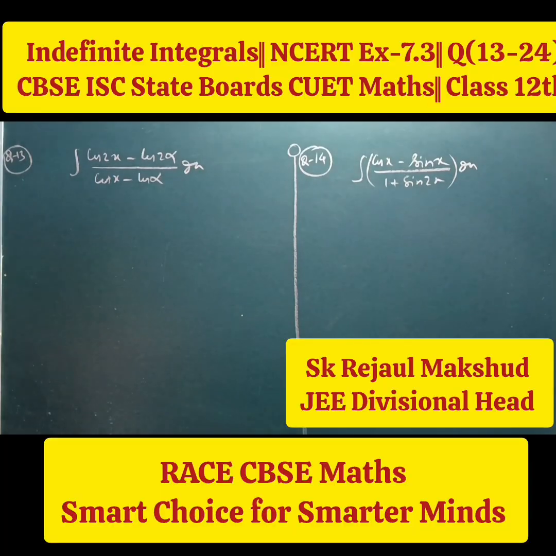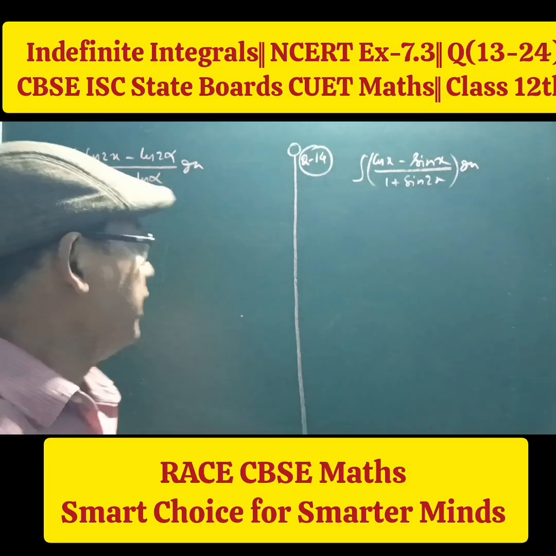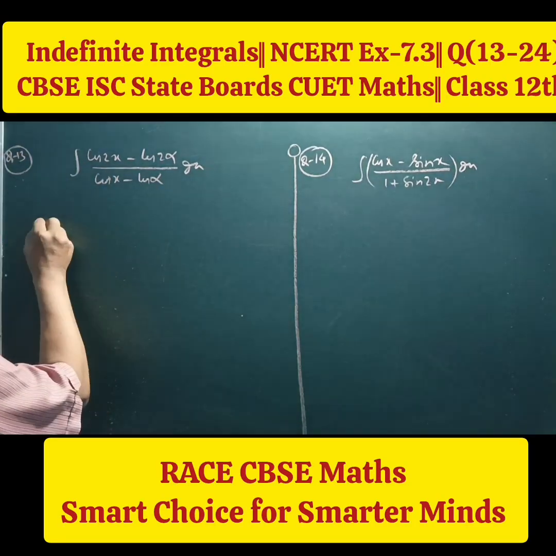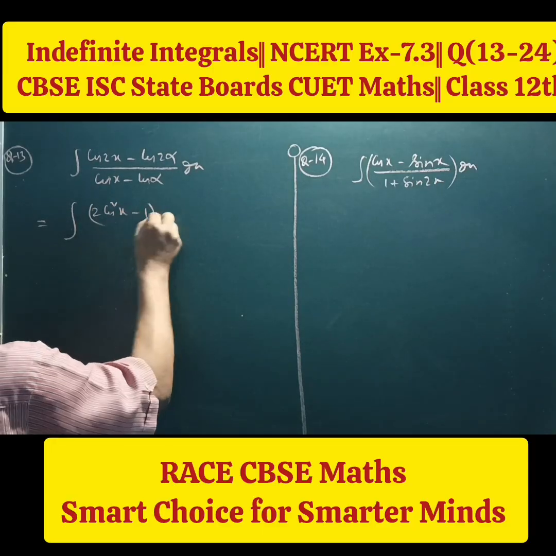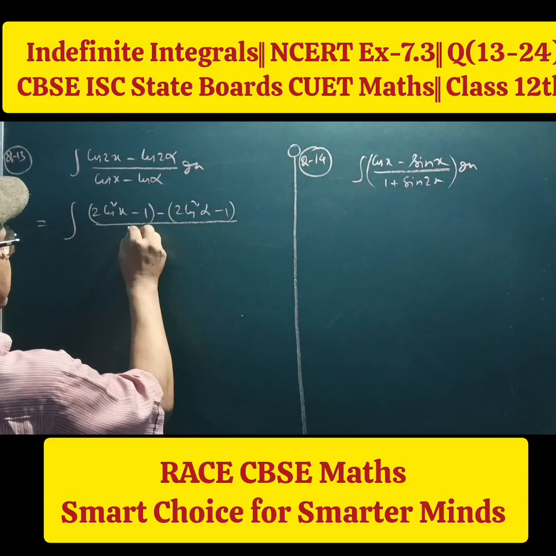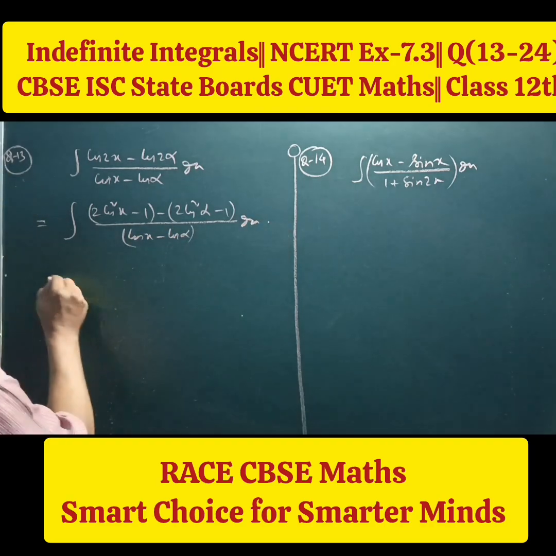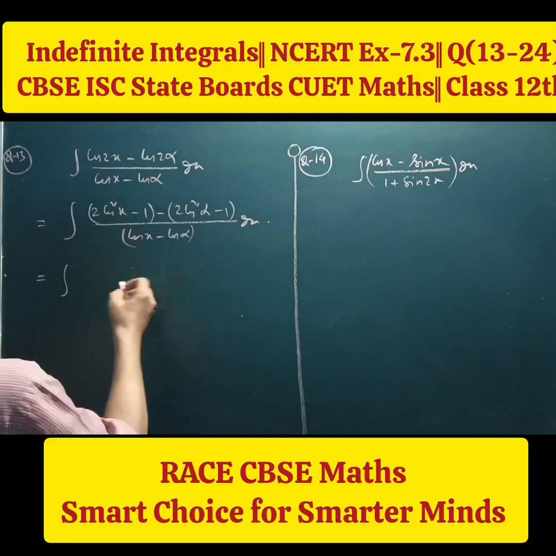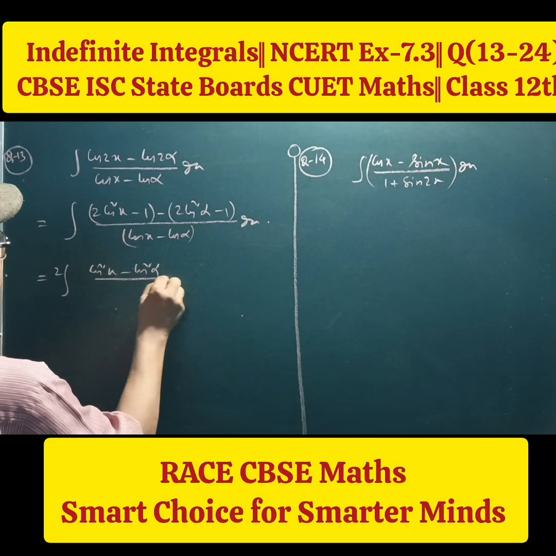Now integration is cos 2x minus cos 2 alpha by cos x minus cos alpha. So this is exercise 7.3 NCERT Mathematics. So cos 2x minus cos 2 alpha. So what you write, 2 cos square x minus 1, and this is 2 cos square alpha minus 1, and this by cos x minus cos alpha, into dx. So what you write, this is 1 and 1 is cancelled. So what you get, this is cos square x minus cos square alpha, by cos x minus cos alpha.